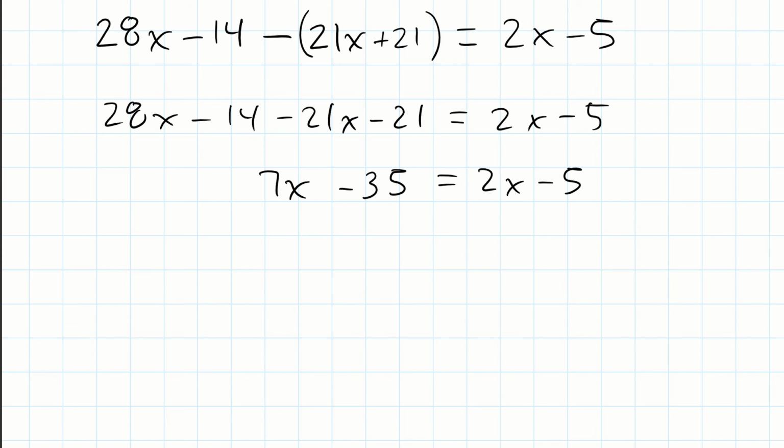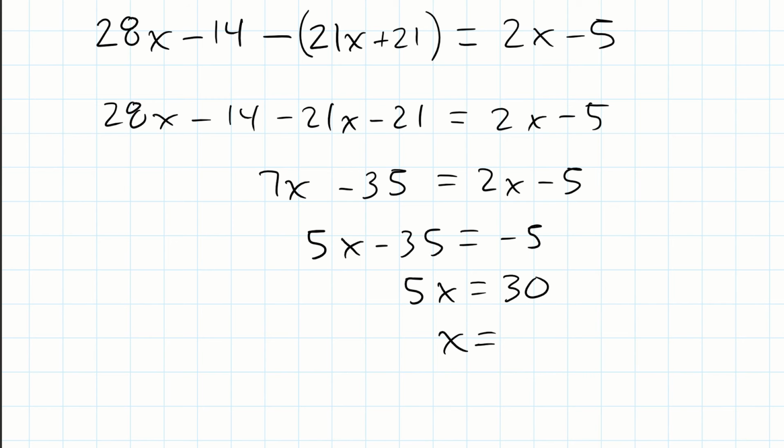I'll take away 2x from both sides. And then I'm going to add 35 to both sides. And then I'm going to divide both sides by 5. So x is the number 6. I could plug that into the original equation with the fractions, or I could plug it into this revised form. You're better off going all the way to the beginning, but x is 6 is our solution.